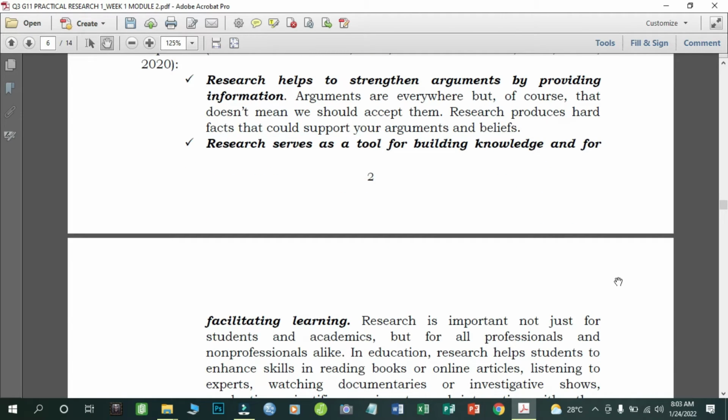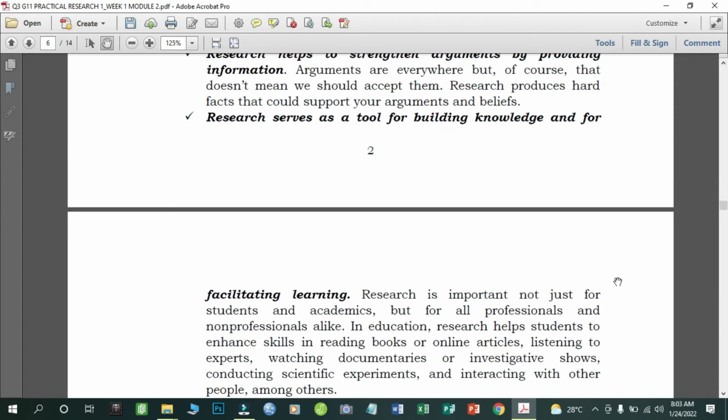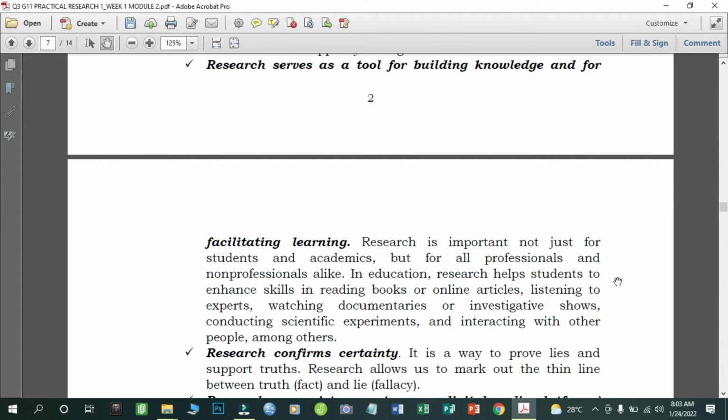Next, research serves as a tool for building knowledge and for facilitating learning. Research is important not just for students and academics, but for all professionals and non-professionals alike. In education, research helps students to enhance skills in reading books or online articles, listening to experts, watching documentaries or investigative shows, conducting scientific experiments, and interacting with other people, among others.